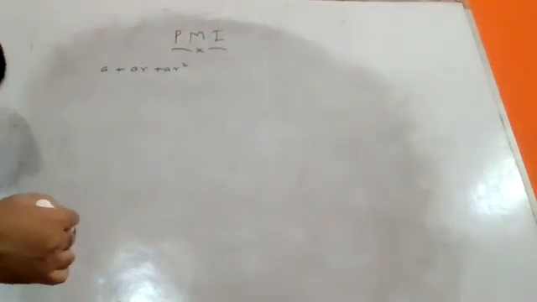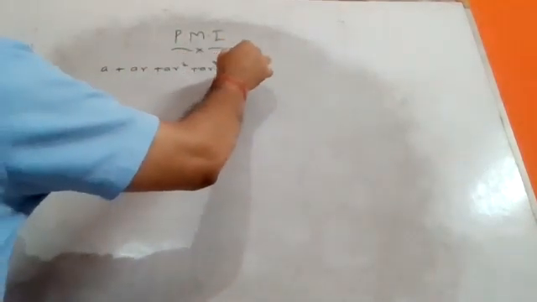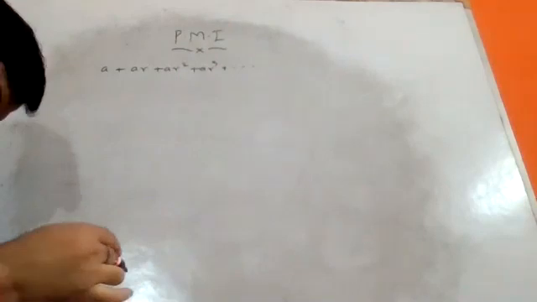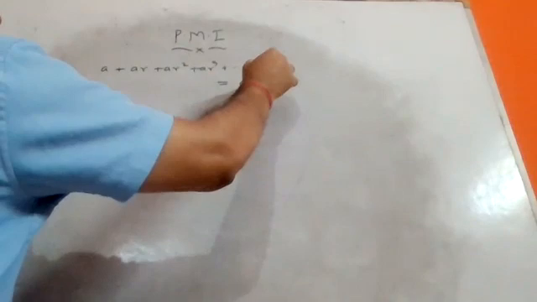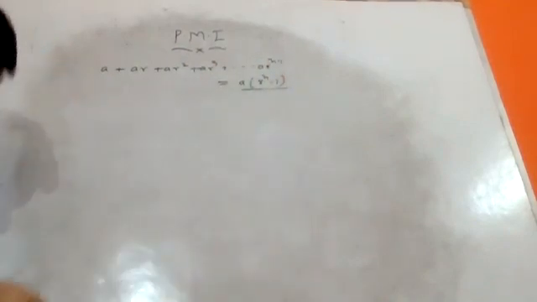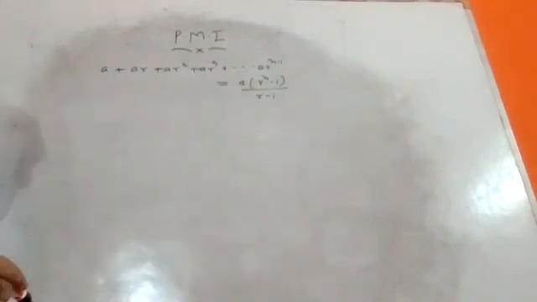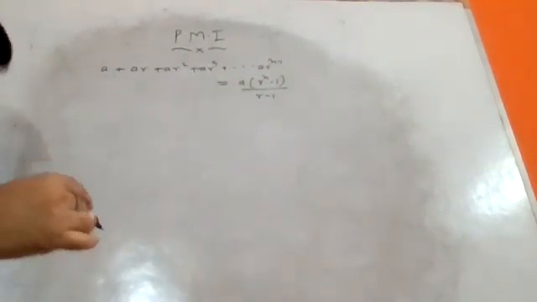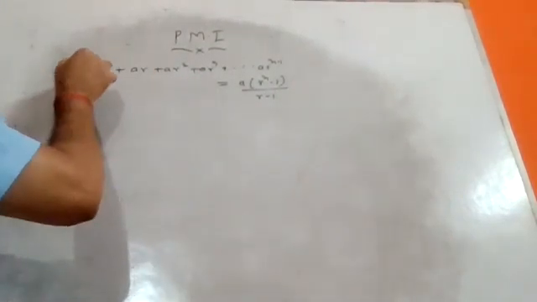Our series is A plus AR plus AR square plus AR cube, up to A into R raised to power n minus 1, is equal to A into R raised to power n minus 1, whole divided by R minus 1. Yes, this is our question. First of all, this one is equal to Pn, as told earlier.